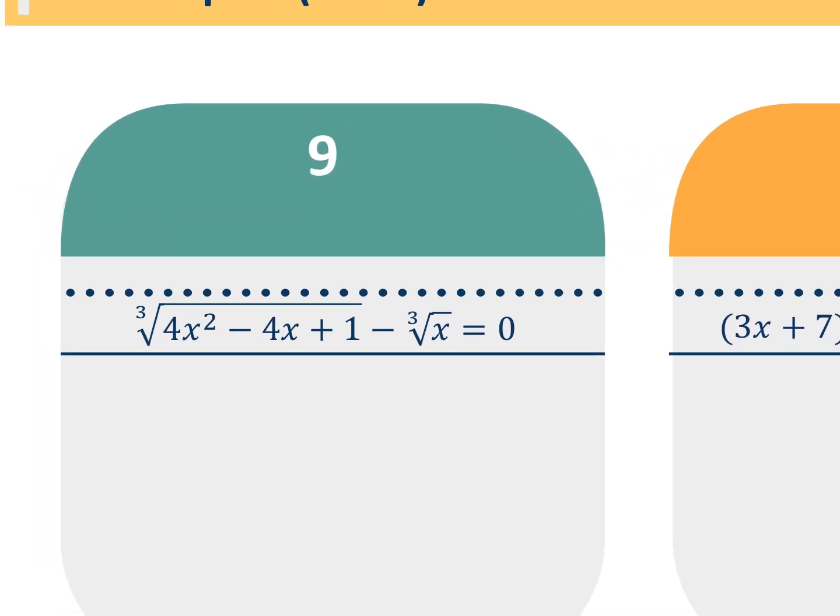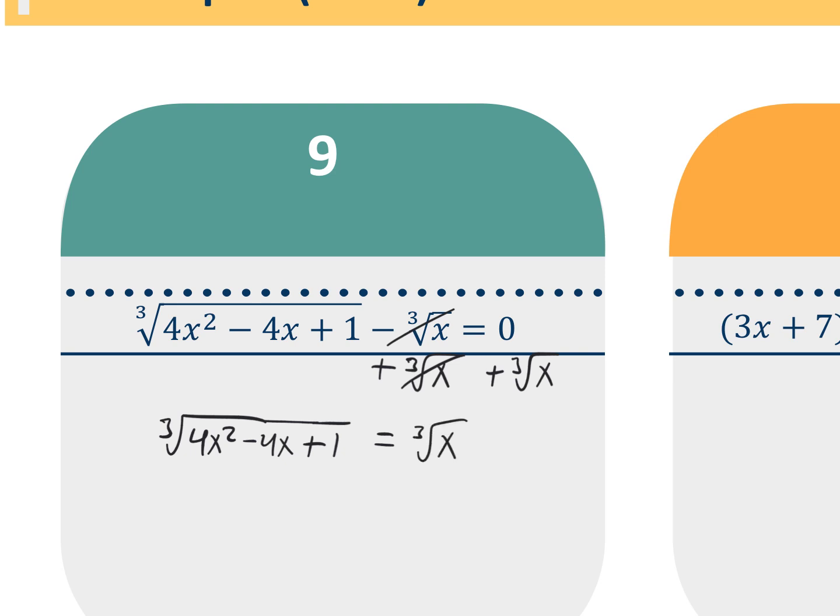Now, number 9, we have cube roots here. Just like with the square roots, we want to get the radicals to one side. We see 2 radicals here, so let's get 1 on each side. Let's first start by adding the cube root of x to both sides, and it's going to cancel out over here. So we're just left with the cube root of 4x squared minus 4x plus 1 equals the cube root of x. Now we have a cube root on either side, so we want to cube both sides.